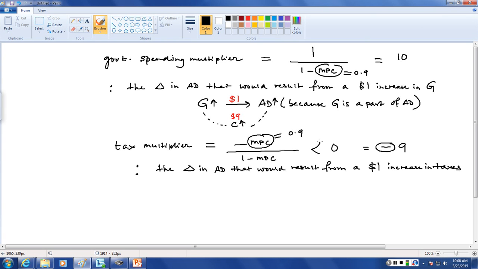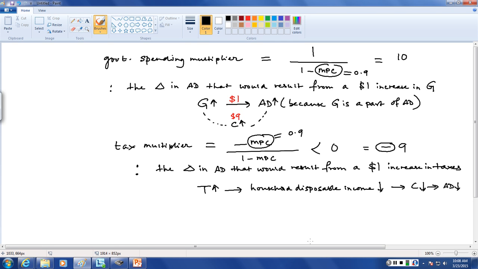Correct? Now, how does this work? Well, the mechanism is as follows. Taxes go up. That causes household disposable income to go down. And that, of course, causes consumption spending to go down. Consumption spending is a part of AD, so that causes AD to go down. That's how that works.